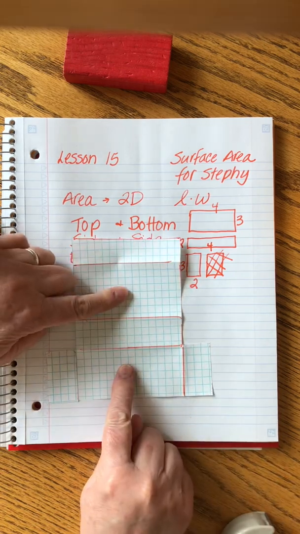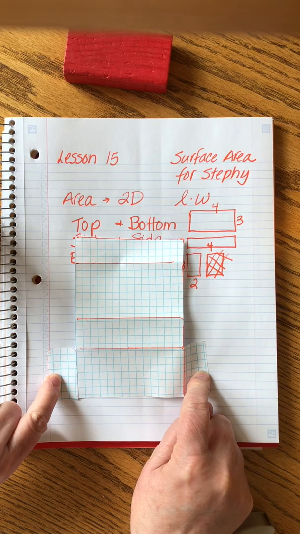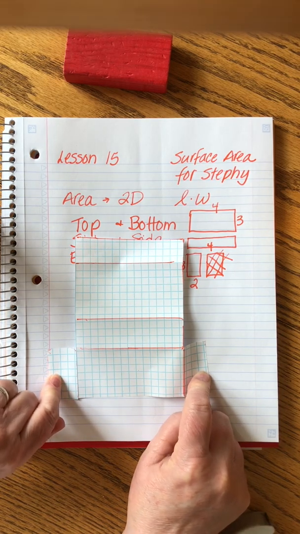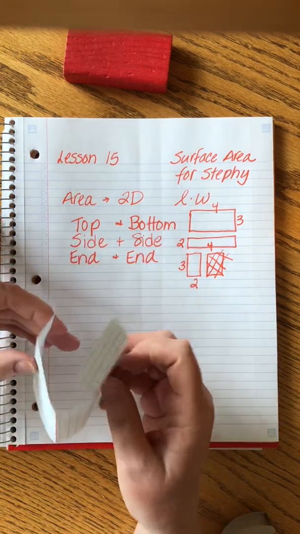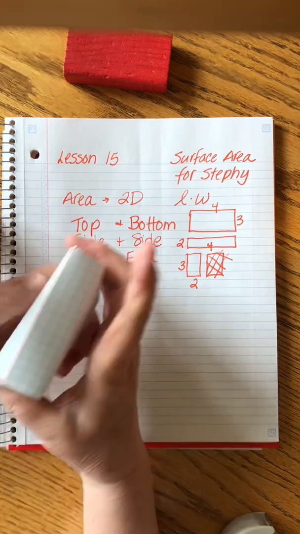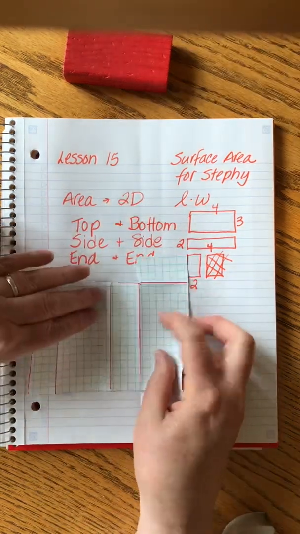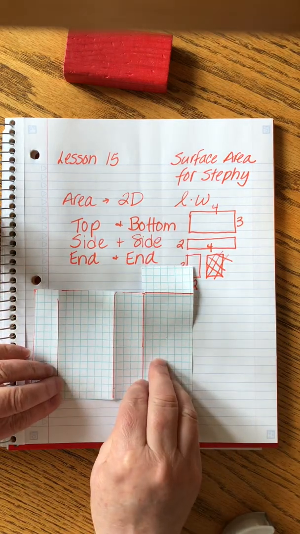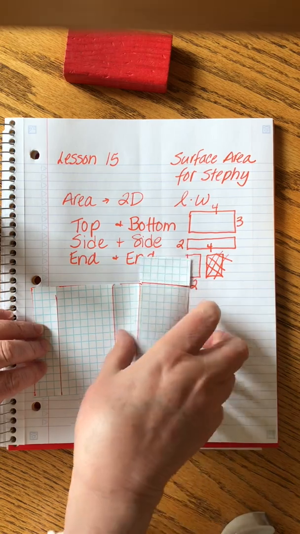This is the top and the bottom. These are the two sides, and these are the two ends, as I've called them. If different words make more sense to you, that's fine. But we can see now that a three-dimensional shape, here's my three-dimensional shape again, it can be broken down into a series of two-dimensional shapes, and then we can use this to find the surface area of each one.